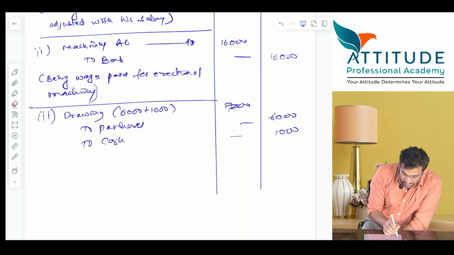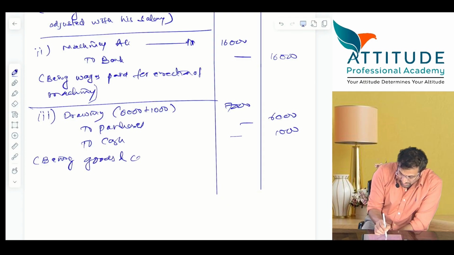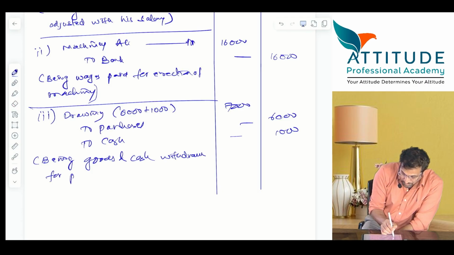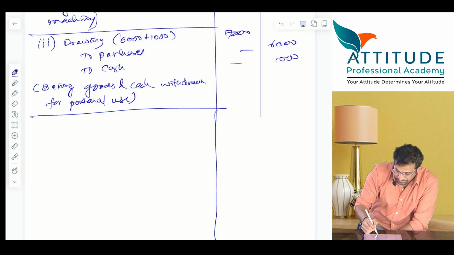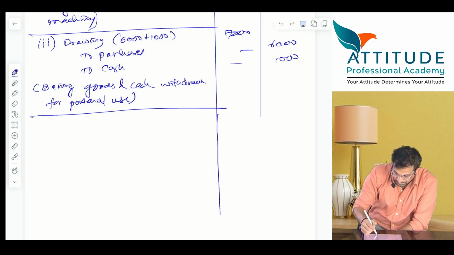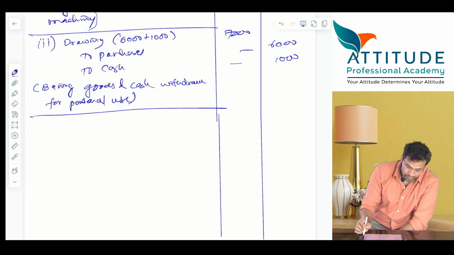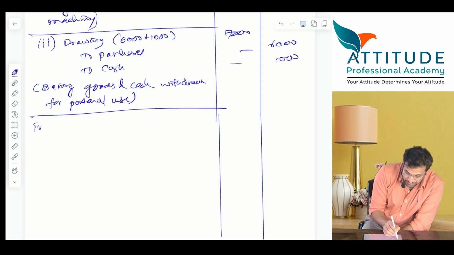Being narration fast. Being goods and cash withdrawn. For what use? Personal use. Next one, tell me. Fourth one.